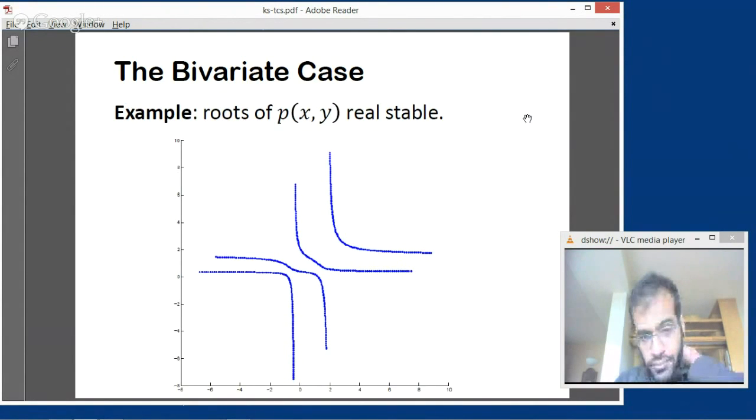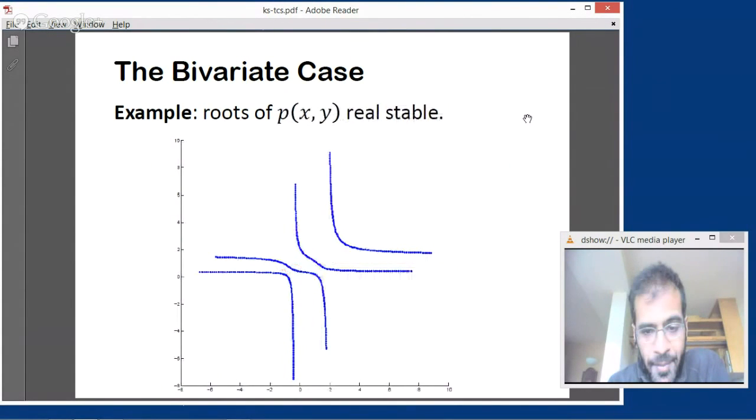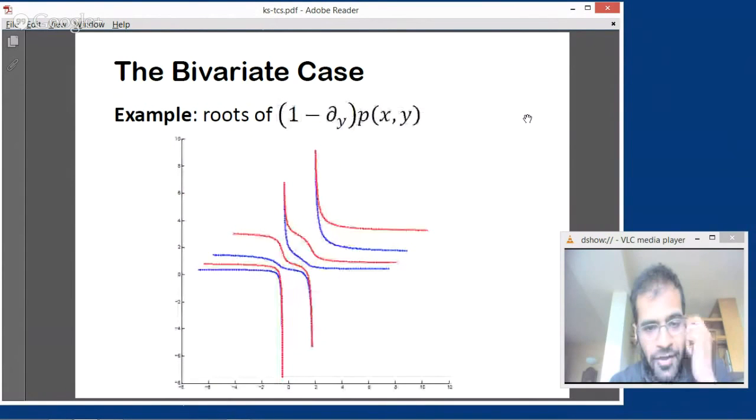So here's an example of a real stable polynomial, and this is what its root surfaces look like in the plane. I'm interested in applying a perturbation I minus partial y. I can just plot this on a computer, and it turns out it looks like this. If I look at I minus partial y of p, it looks like the root surfaces just move up, basically. That's not a formal statement, but they sort of move up.